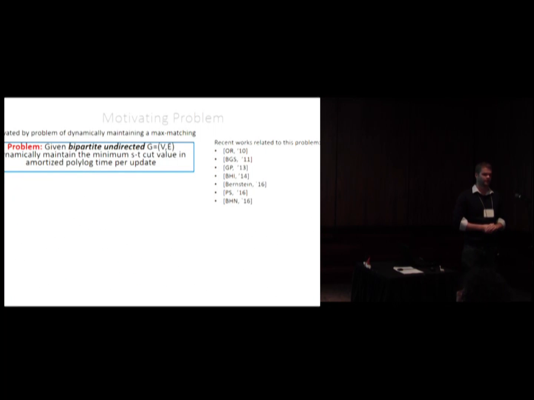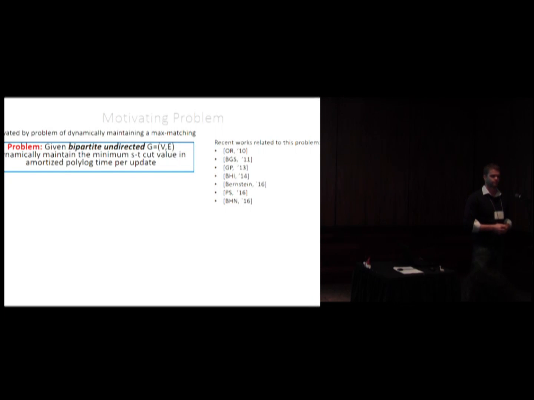That motivating problem, we believe, is quite closely related to some of the last work, which was dynamically maintaining a max matching. This problem has received a lot of recent work. Our problem will be a bipartite undirected graph, and we're going to dynamically maintain the minimum cut value in polylog time.